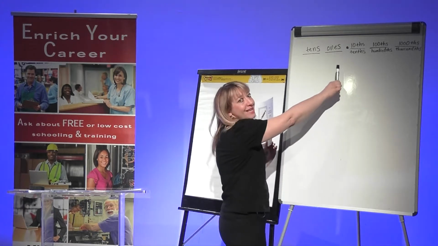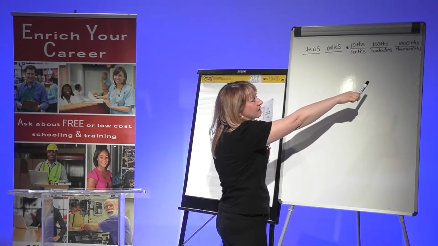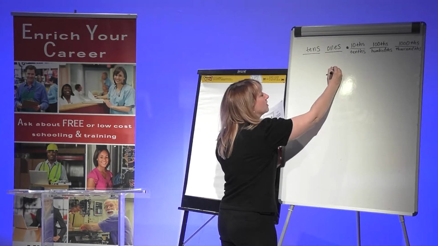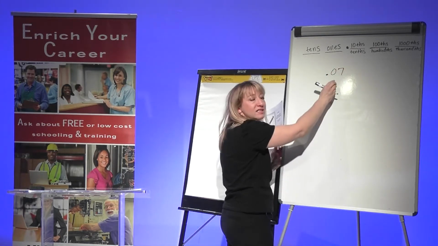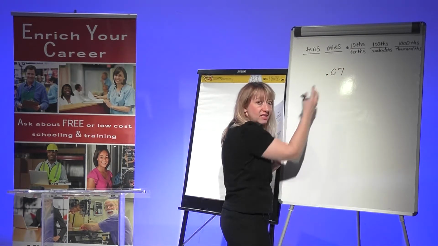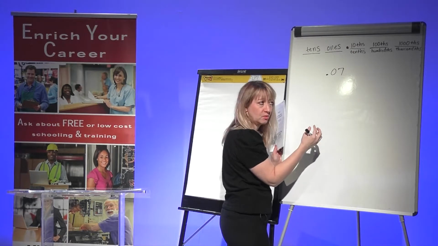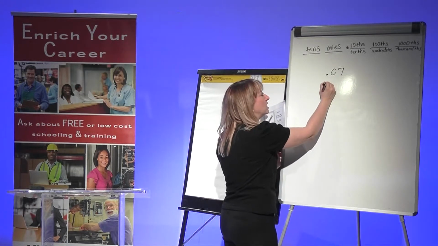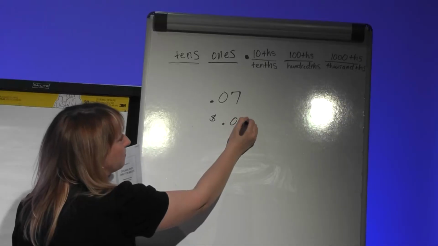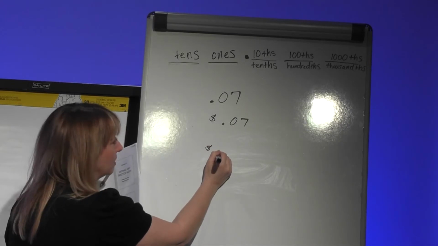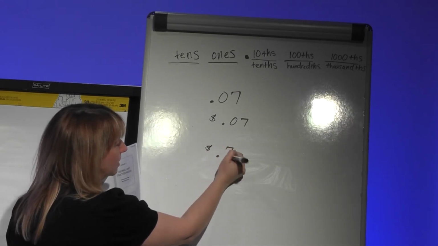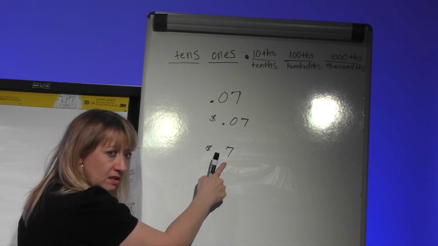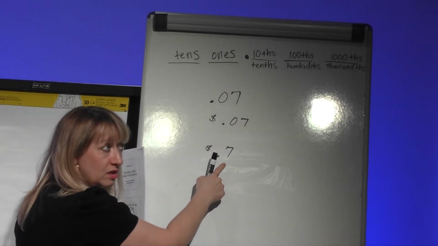So again, anything to the right of the decimal is less than 1. So if you have 0.07, that 7 doesn't represent 7 whole units or 7 whole dollars, whatever you want to think of it as. It's something that's less than 1. So in this case, it would be like 7 cents. If I have 0.7, now my 7 is in the tenths place, so that's the same thing as saying 7 tenths or 7 dimes, for example.